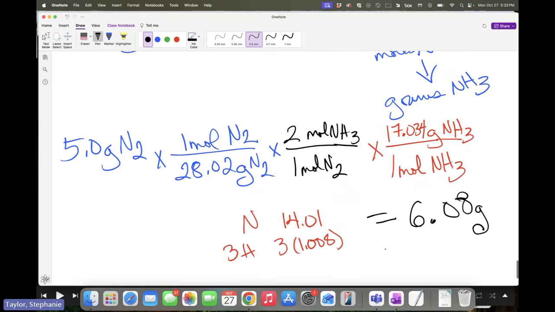It's probably more sig figs than I need. 6.1 grams.